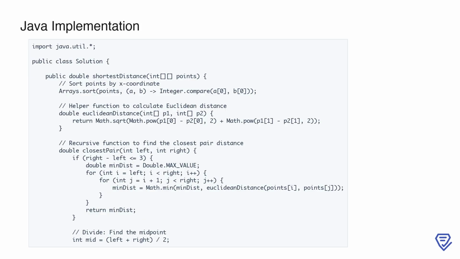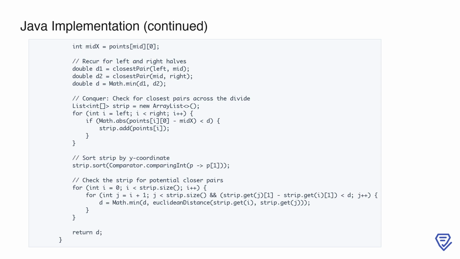Next, we define a recursive function, closest pair, which is the core of our divide and conquer approach. Within this function, if the number of points in the current segment is very small, 3 or fewer, we calculate the distances directly using a brute force method. This ensures that we handle small cases efficiently. Then, to divide the problem further, we calculate the midpoint index, which will allow us to split the points into 2 halves for further processing.